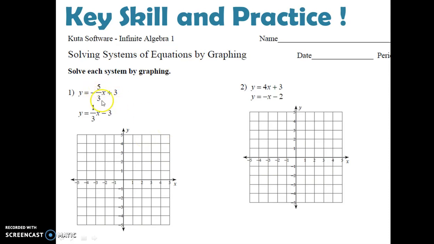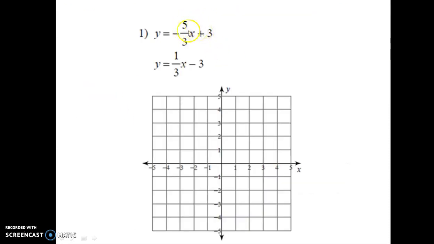So in this one here, the first step is to look at it and say, what is the slope? In this one, the slope is always the thing in front of the x. Negative 5/3 is the slope. And in this one, the slope is going to be 1/3, that number there. So now that you have the slope, you can graph this by looking at the other number, which is your y-intercept, and you begin there. So the y-intercept here is 3.